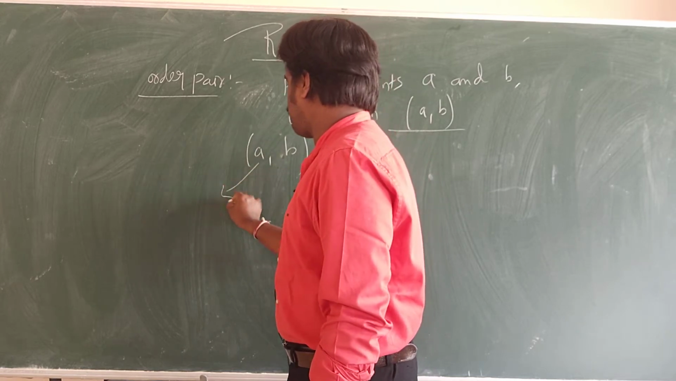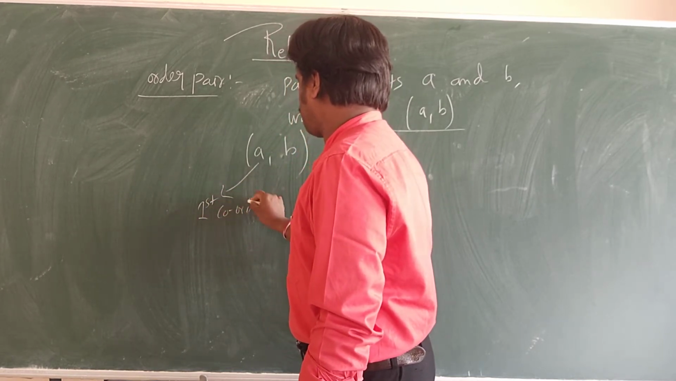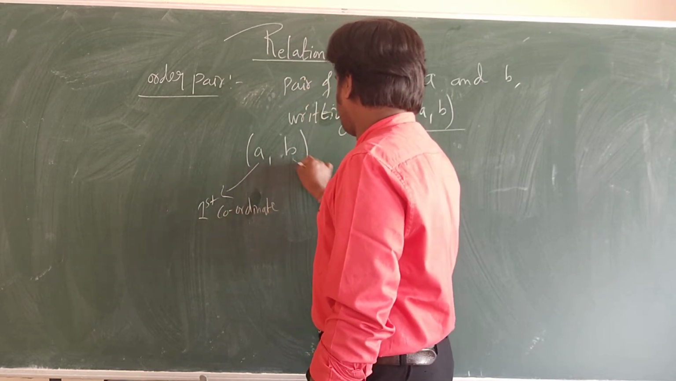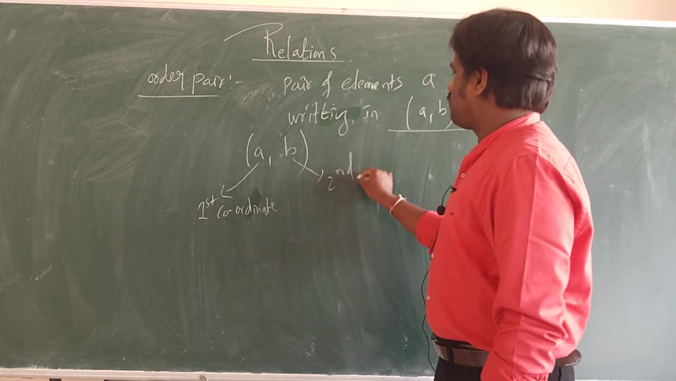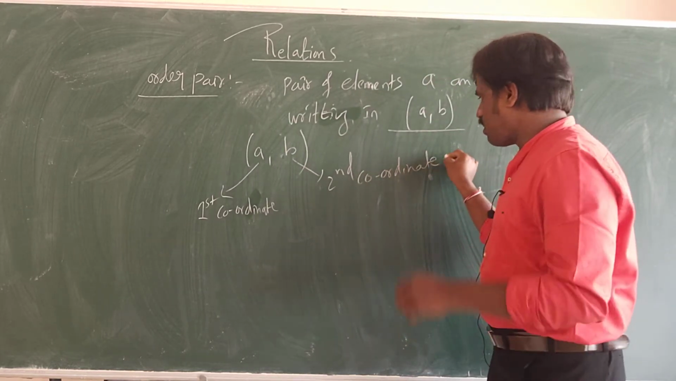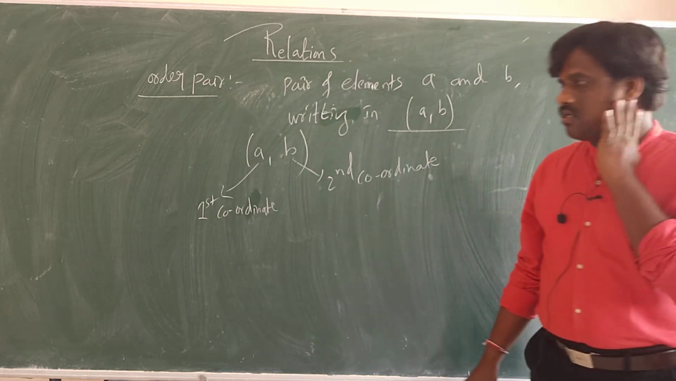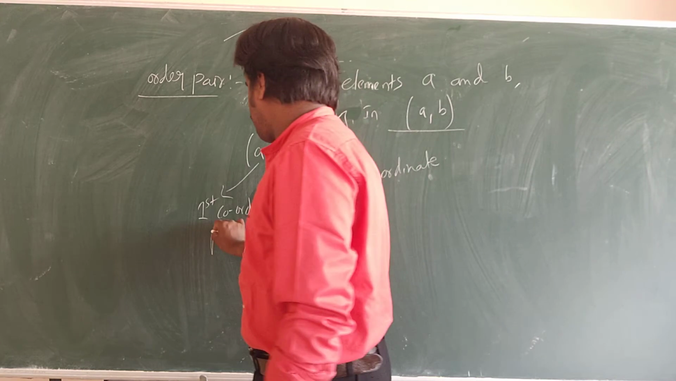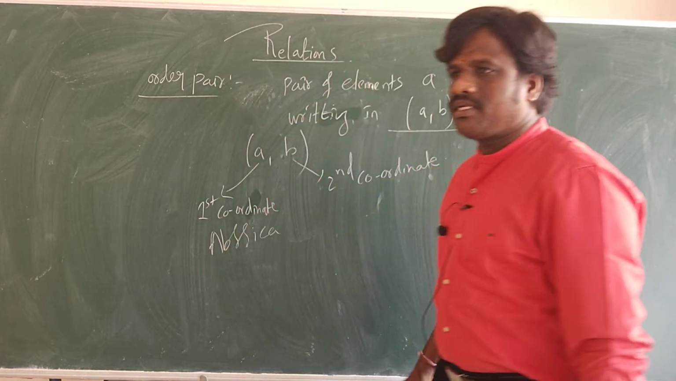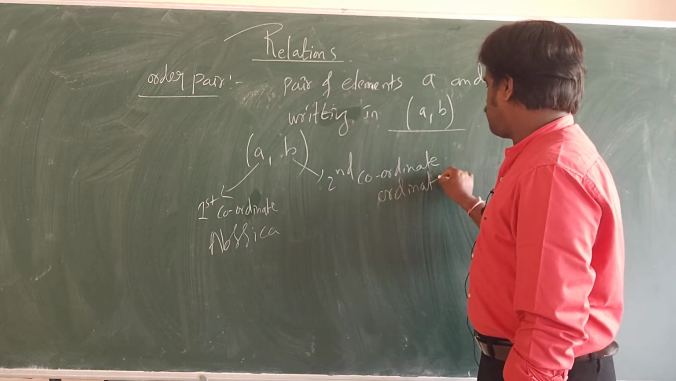In the ordered pair A comma B, A is called the first coordinate. This is called the second coordinate. We call them first coordinate and second coordinate. The first is also called the abscissa, right? And the second is also called the ordinate.